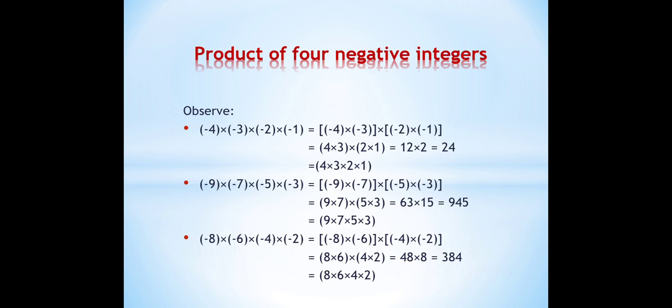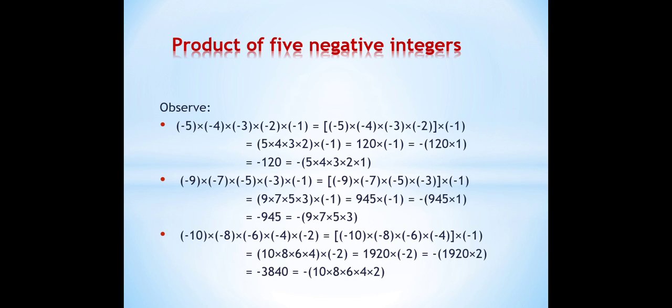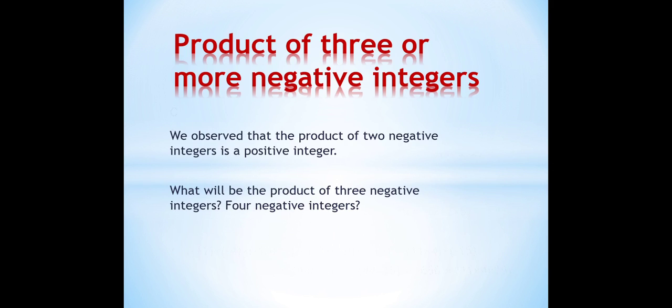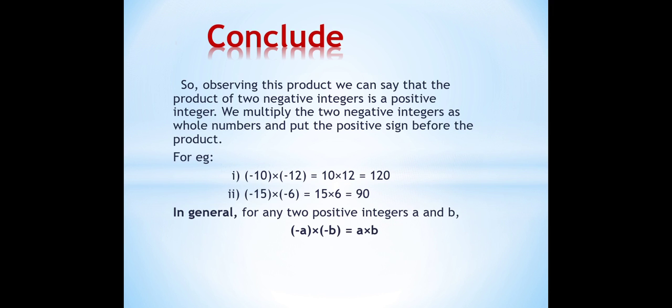When we are given 4 negative integers, we simply multiply them as whole numbers. Then again when we are given 5 negative integers, we put minus, then multiply as a whole number. Similarly for 2, the product of 2 negative integers, we have simply multiplied them as a whole number.